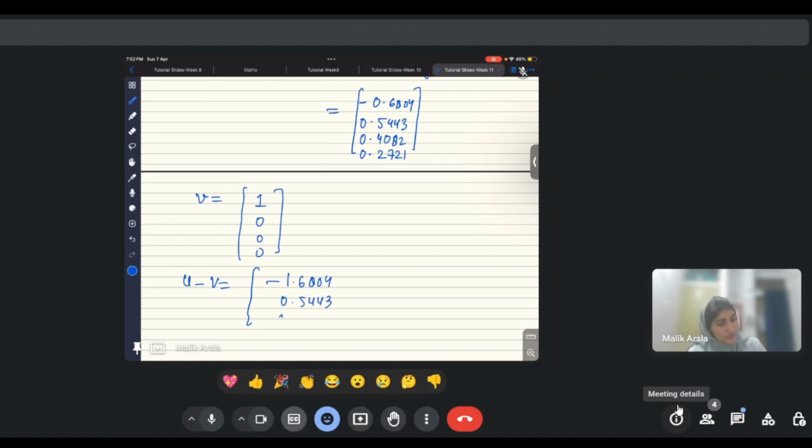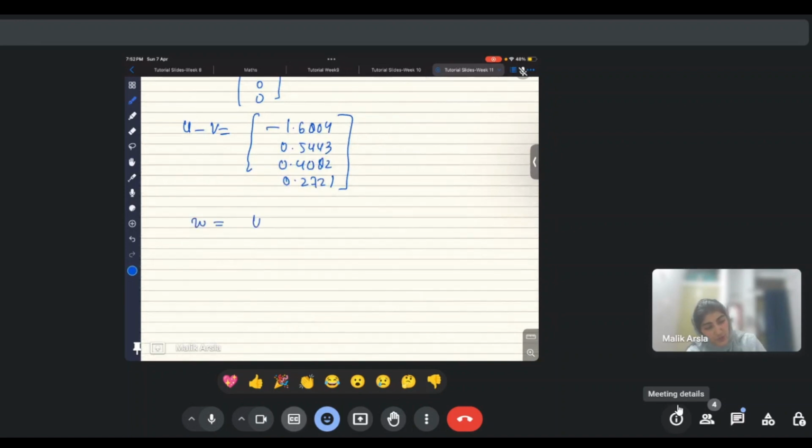And what is w? u minus v upon norm of u minus v. Tell me what this matrix is coming out to be. The norm of u minus v is nothing but you have to take the under root of these things, and divide each element with it. Tell me what is the first entry? It is minus 0.9166.